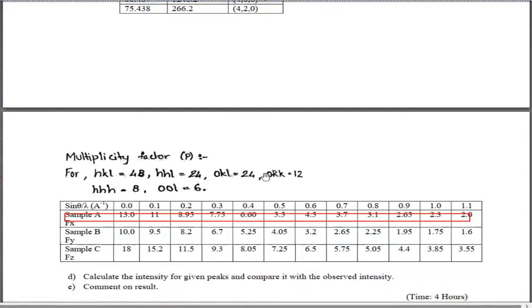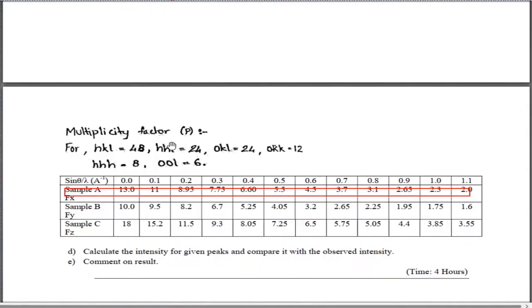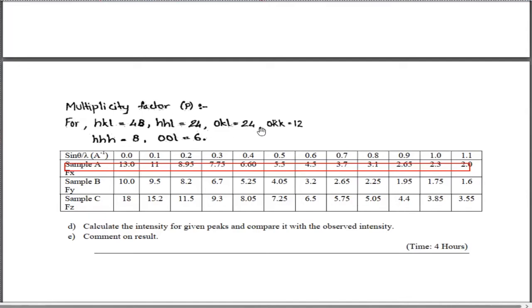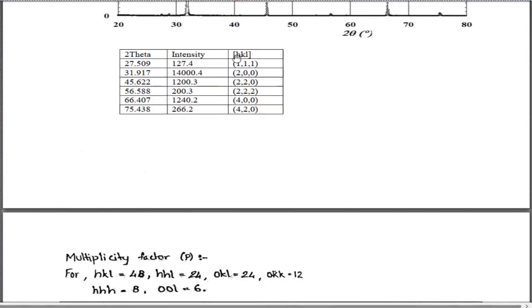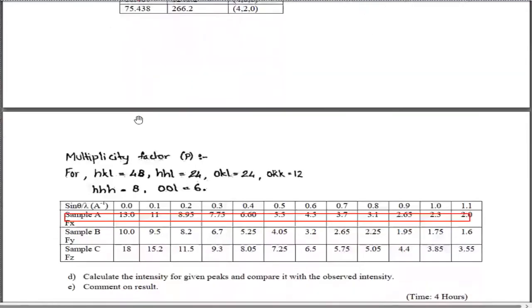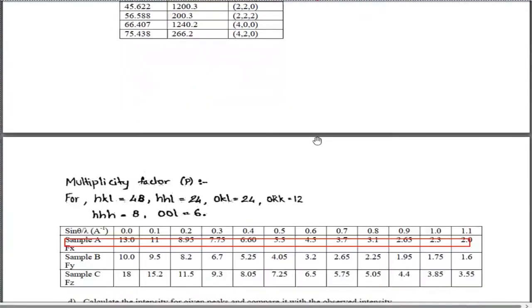Okay. So there is a multiplicity factor that we saw earlier. Multiplicity factor for this kind of system depends on the HKL values of the particular XRD pattern. So these are the HKL values: 111, 200, 220, 222, 400, 420 for the corresponding 2 theta values. So for each 2 theta value, you have to tabulate this multiplicity factor by looking at the HKL values.